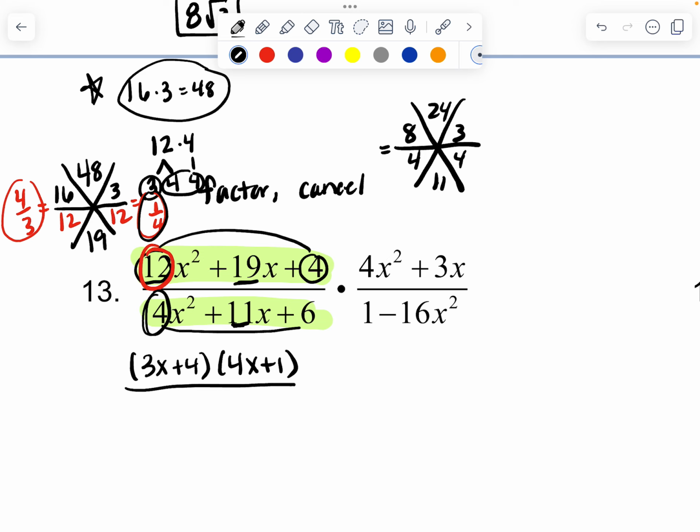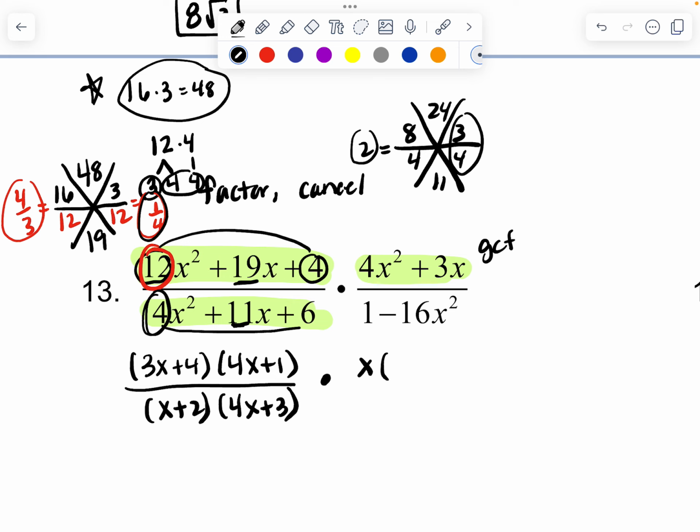8 divided by 4 is 2. So one of my factors is going to be x plus 2. And if I do bottom up on that one, I'm going to get 4x plus 3. Okay, it should get easier from this point on. Okay, this one right here, what kind of factoring is that? That looks like a GCF to me, right? So let's pull out an x, and we're going to be left with 4x plus 3.